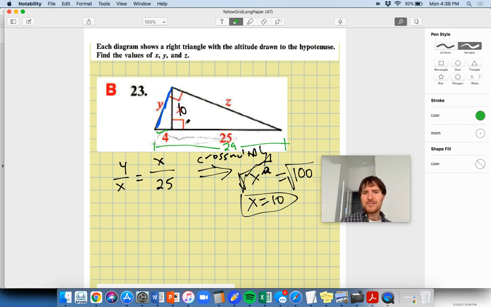Not 25, because if it's 4 and 25, it would be this altitude. This one is a little bit longer. Look, it's a little bit longer than this guy here. So 4 and 29 is going to have a higher geometric mean than 4 and 25. So let's go ahead and do that one here.